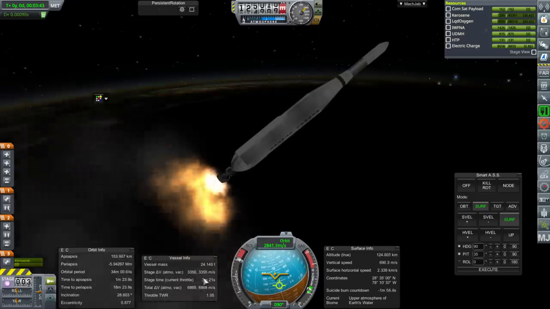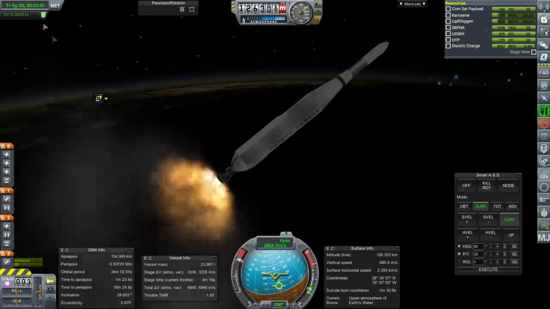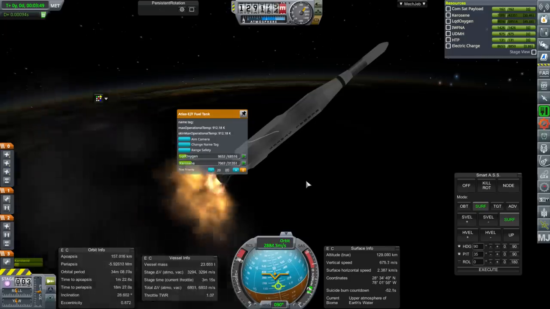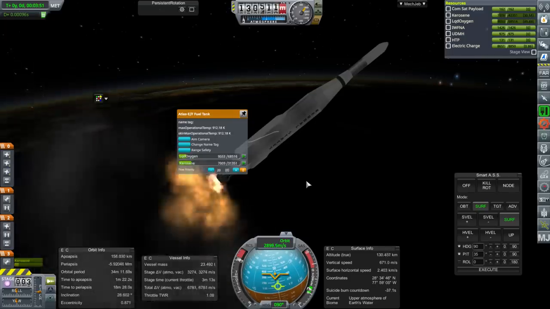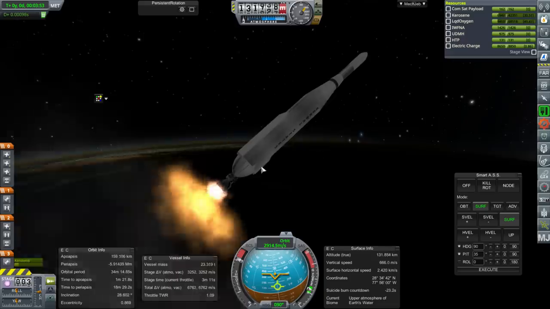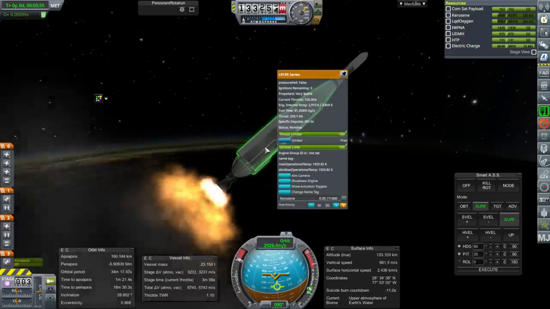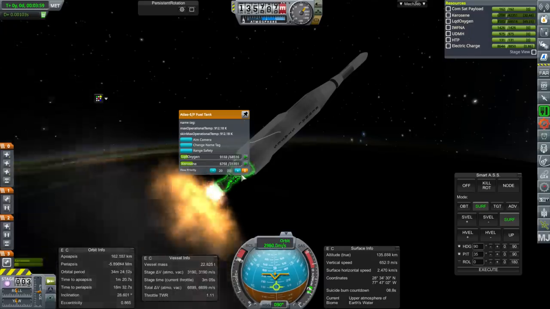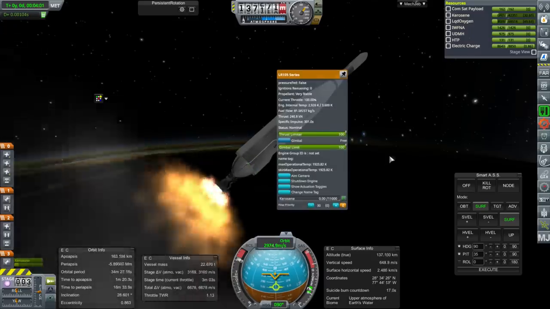Interesting, I wonder why the stage time says 3 minutes and 20 seconds left? Oh, okay. We've got an imbalance here. Oh, right. Wait. Oh, because I refilled this. And there's this kerosene bit here. I should have just emptied that kerosene bit.